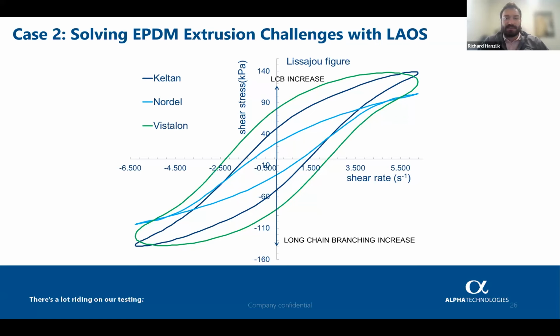Also in this case, by comparing the Lissajous plots, it was possible to detect the different molecular architecture of the examined EPDM samples. Nordel shows a linear macrostructure, while Vistalon is characterized by a branched macrostructure. If we were to compare the Vistalon to the Keltan, we would say that the Vistalon has significantly more LCB, or long chain branches, than the Keltan.